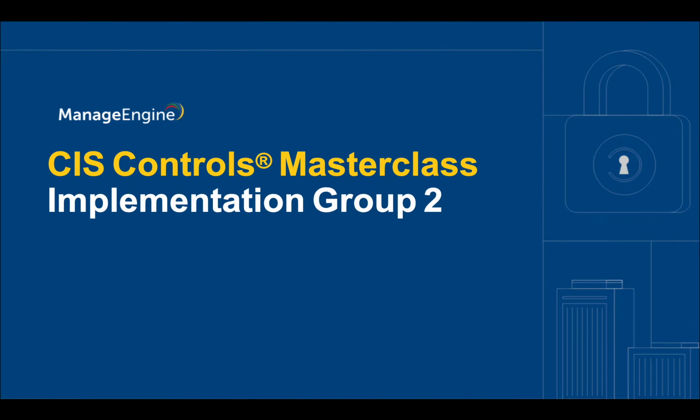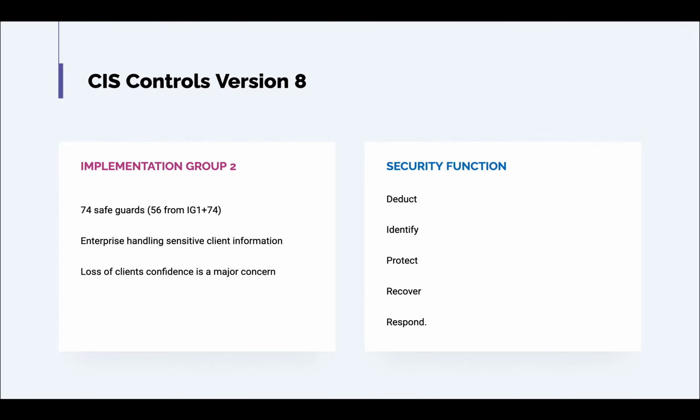Implementation Group 2 is comprised of 74 additional safeguards that are built upon the 56 safeguards identified in Implementation Group 1. The 74 safeguards selected for Implementation Group 2 can help security teams cope with increased operational complexity. Some safeguards will depend on enterprise-grade technology and specialized expertise to install and configure properly.